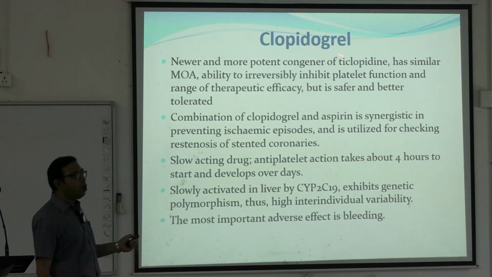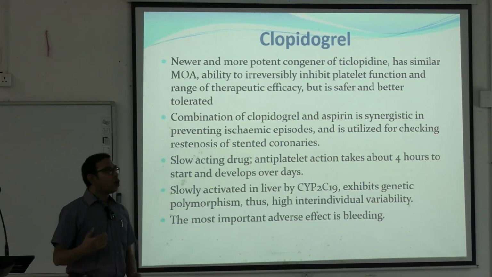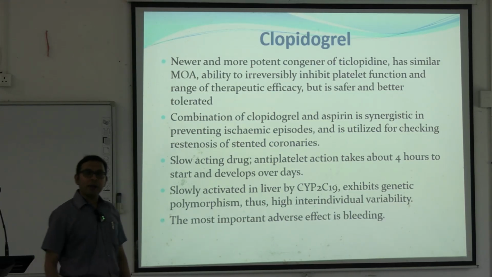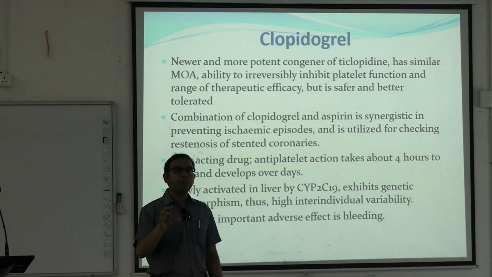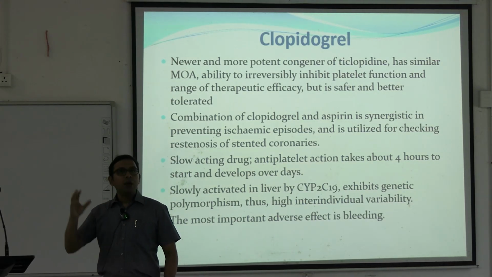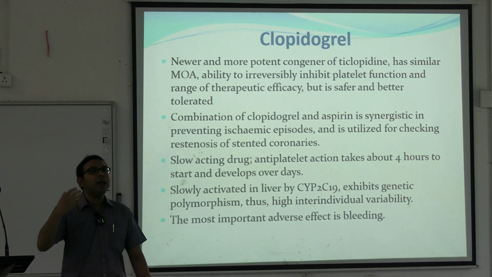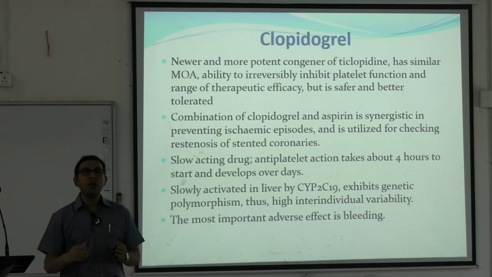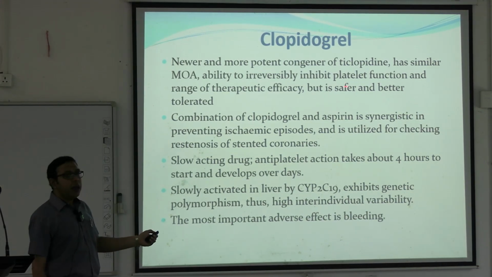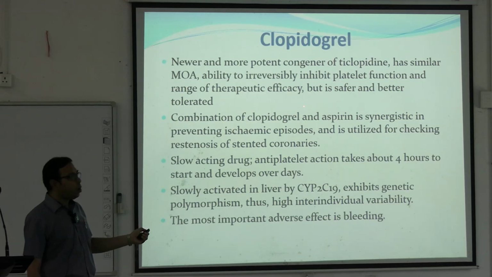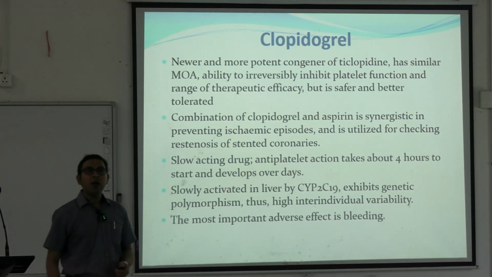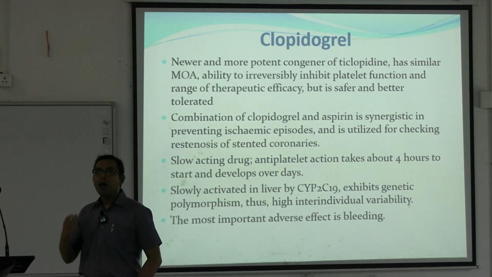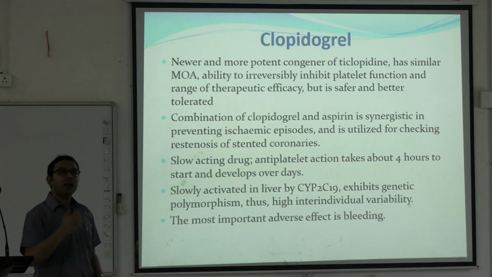Now the newer ones like clopidogrel are very commonly used. You can see clopidogrel is a newer and more potent congener of the ticlopidine, has a similar mechanism of action, that is, they act on the purinergic P2Y12 receptors. That's why the ADP cannot act. They are blocking the ADP. ADP mainly helps in the platelet adhesion and aggregation. So this platelet adhesion and aggregation will be blocked. They irreversibly inhibit the platelet function with a similar range of therapeutic efficacy, but it is safer and better tolerated. Safer means there are lesser chances of the neutropenia, lesser chances of the thrombocytopenia, lesser chances of the bleeding when we are using the clopidogrel.